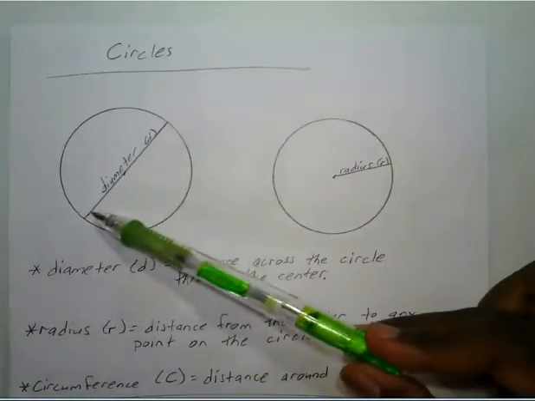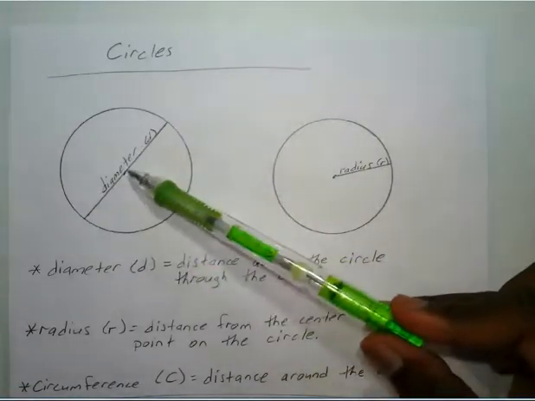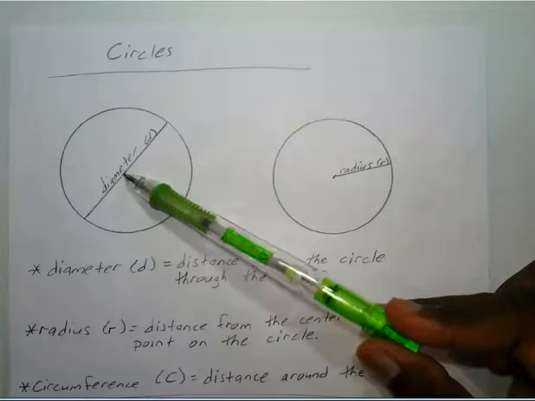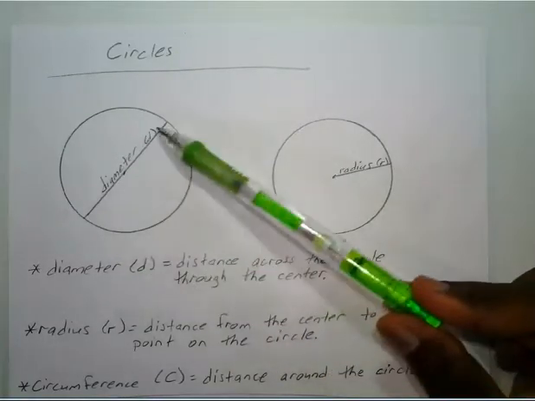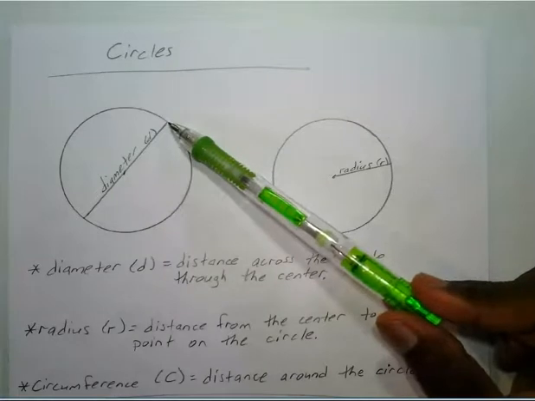Okay, so first you have your diameter. If you have the center of the circle, going through the center of the circle, the diameter reaches from one side of the circle to the other.